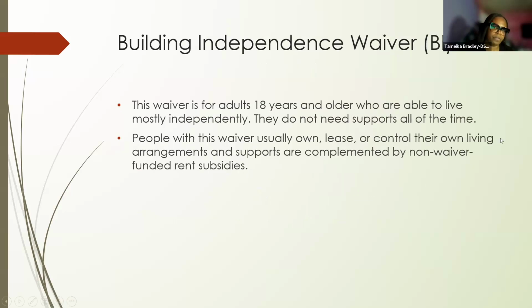The Building and Independence Waiver. This waiver is for adults 18 years and older who are able to live mostly independently. These individuals do not need supports all the time. An individual who receives a Building and Independence Waiver usually owns, leases, or controls their living arrangements and supports and are complemented by non-waiver funded rent subsidies.